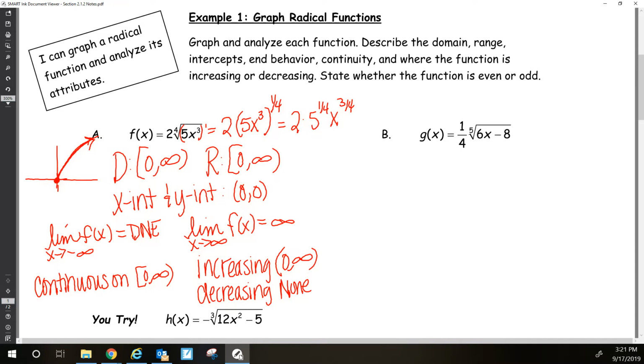And then, is it even or odd? Well, this guy does not have symmetry, so neither even or odd. I'm just going to write neither this way, so I leave room for B. All right, look at B.